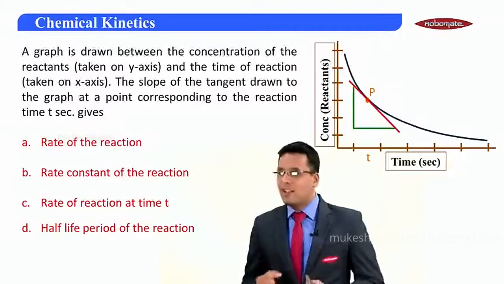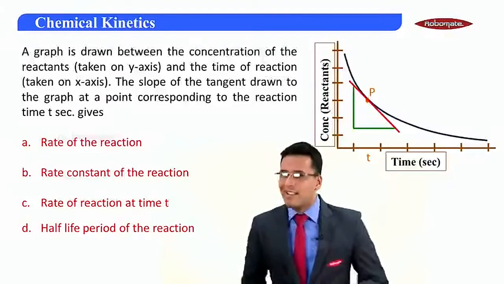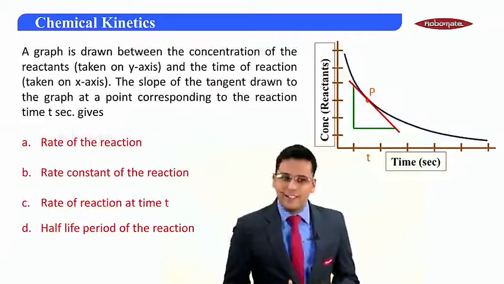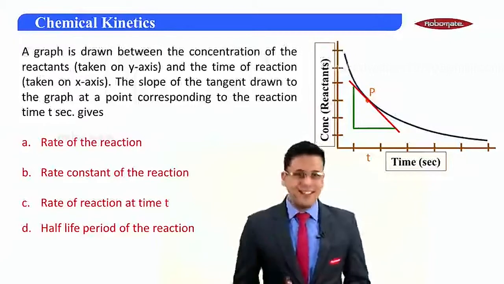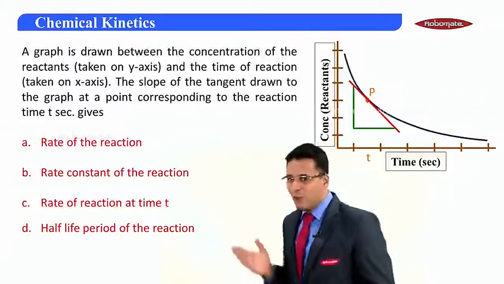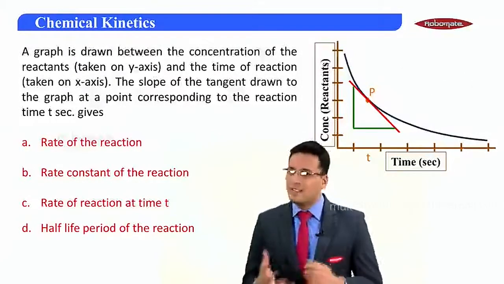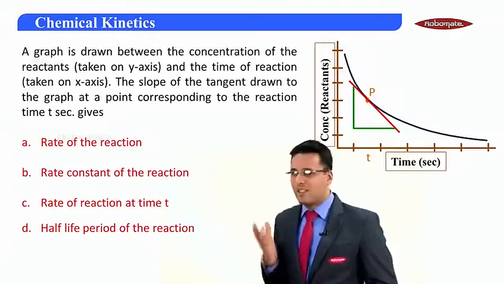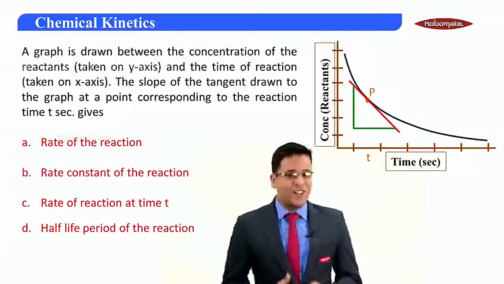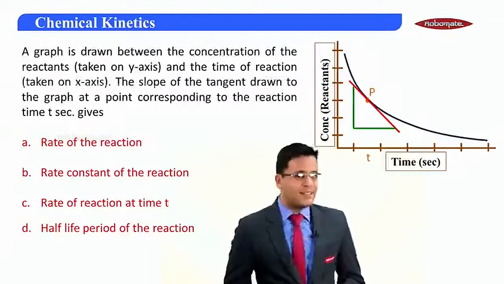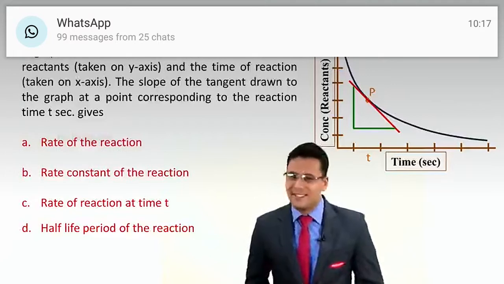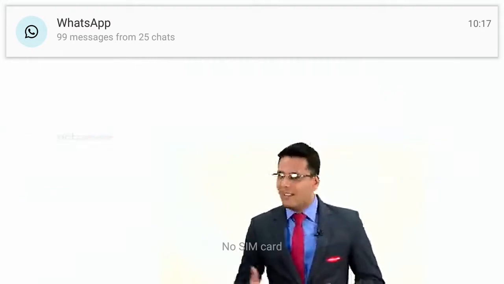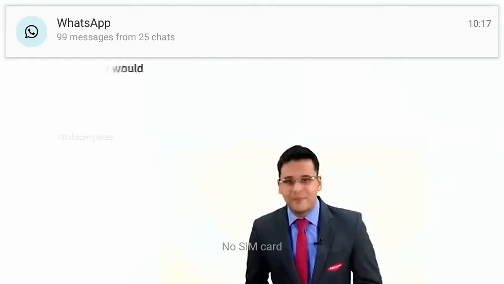Now, doesn't it look similar to instantaneous rate of the reaction? What I am essentially finding out here is nothing but instantaneous rate. So look for an option which looks similar to instantaneous rate. And that is nothing but option C. Rate of the reaction at time t is nothing but the instantaneous rate. So the correct answer is option C. Let's move to the next question.